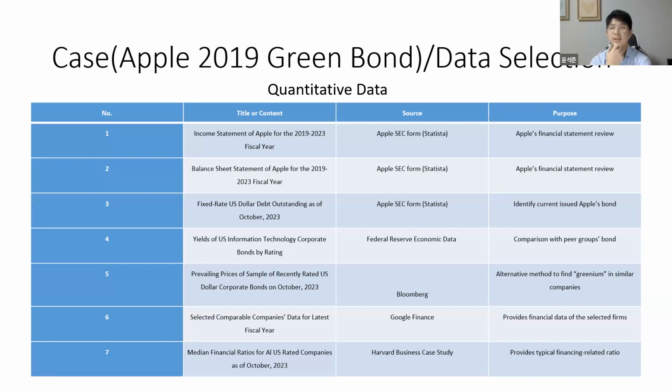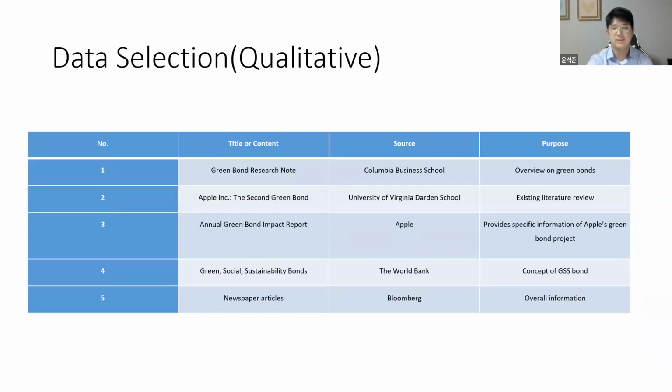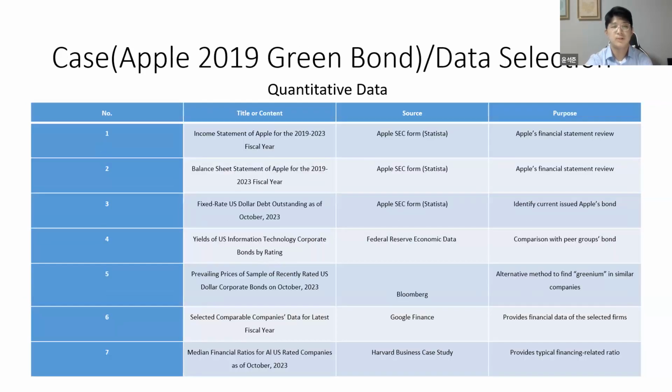In the data selection, the quantitative data will be like this, and the qualitative data will be like this. The important data that I'm going to collect, which is number 5, I think, is the data that I'll be extracting from Bloomberg or FN Guide: the prices and yields of the similar conventional and green bonds that are currently issued in the market.